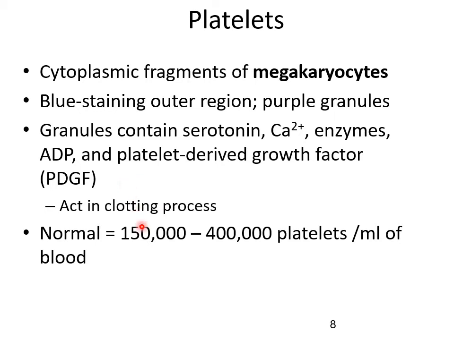So all of these things act in the clotting process, and your normal count for platelets is 150,000 to 400,000 platelets, and that should be per microliter of blood.